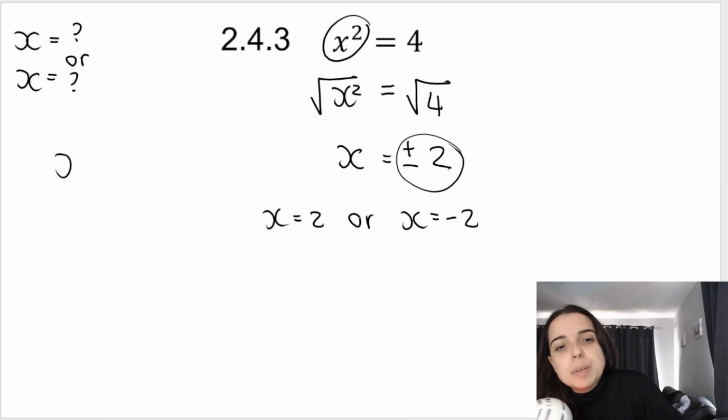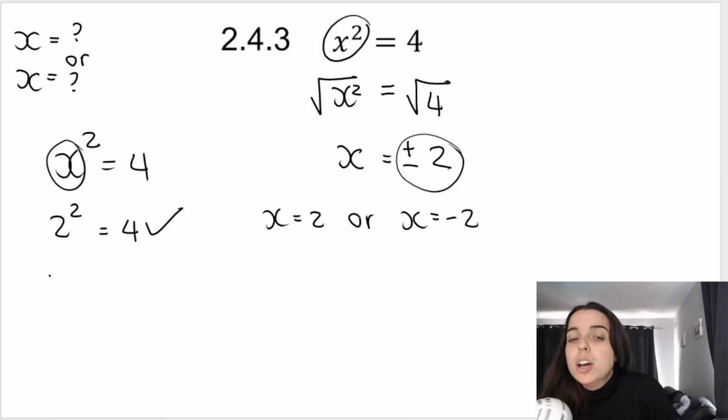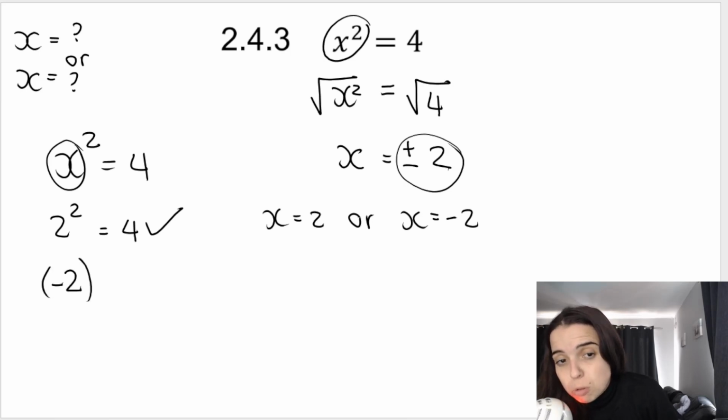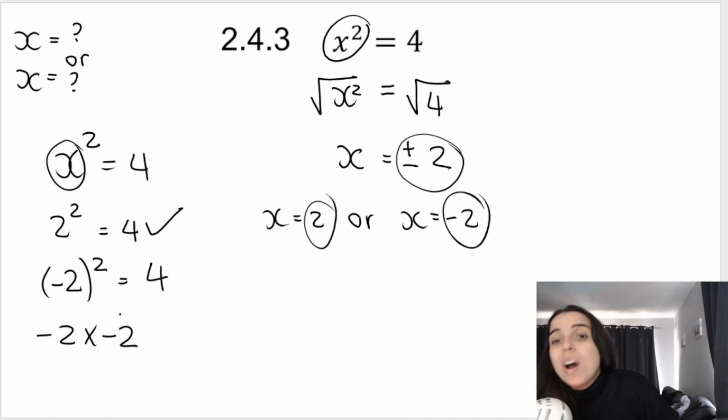The reason why is because, remember, my sum said this. If I put 2 in the place of x, what is 2 squared? It gets me 4. That's correct. So x can be 2. But if I put negative 2 in the place of x, what's negative 2 squared? What is negative 2 times negative 2? Yup, positive 4. So x can be positive or negative.